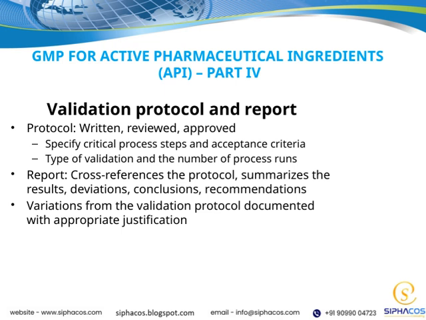When it comes to the report, it should cross-reference the protocol to show what was planned versus what was done. It should also summarize the results obtained, noting any deviations from the protocol, along with appropriate justifications for those deviations. The report concludes with clear conclusions and recommendations based on the validation outcomes. Remember, if there are any variations from the original protocol, they must be documented thoroughly with justified reasons. All of this is crucial to ensure compliance with GMP standards for active pharmaceutical ingredients, or APIs. It's about maintaining quality, consistency, and transparency throughout the validation process.